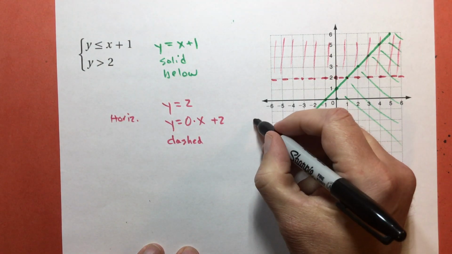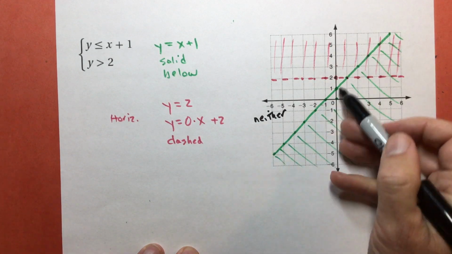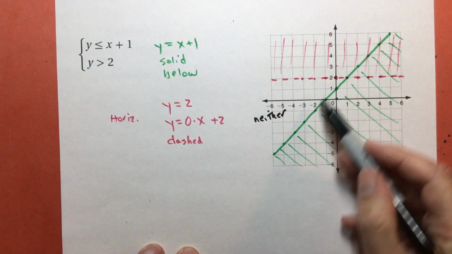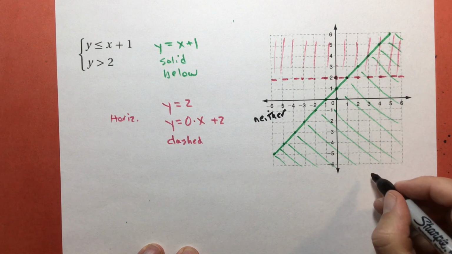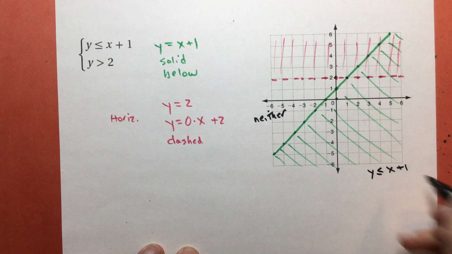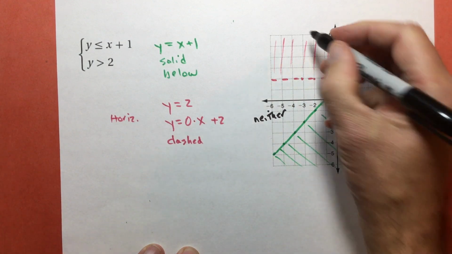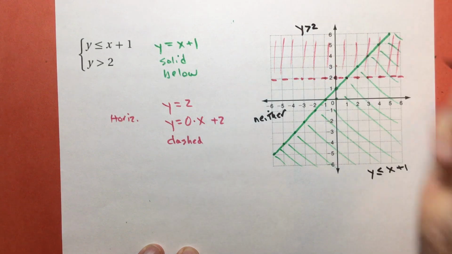This area right here, neither one of them work. That's like where I didn't shade at all. This area where it's just green, this is only y is less than x plus 1. This area right here where it's just red is only y is greater than 2.